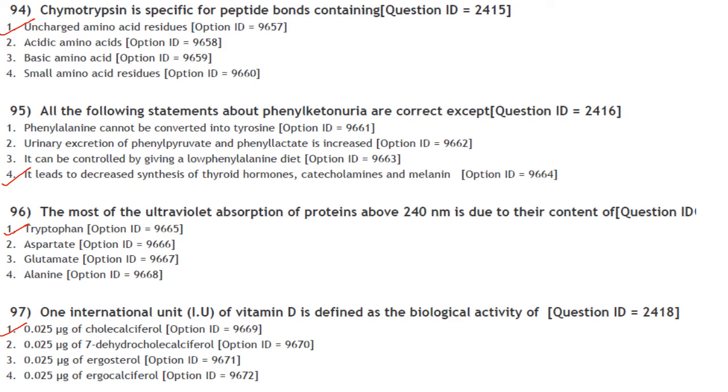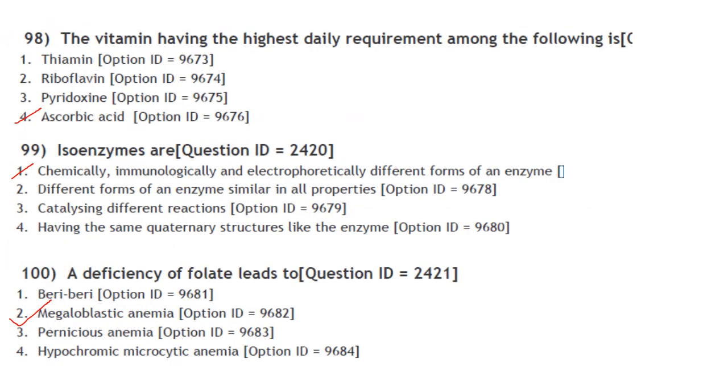Then next one. Most of the ultraviolet absorption of proteins above 240 nanometer is due to their content of tryptophan. Answer is option 1. One international unit of vitamin D is defined as the biological activity of 0.025 microgram of cholecalciferol. Answer is option 1. The vitamin having the highest daily requirement among the following is ascorbic acid. Answer is option 4.